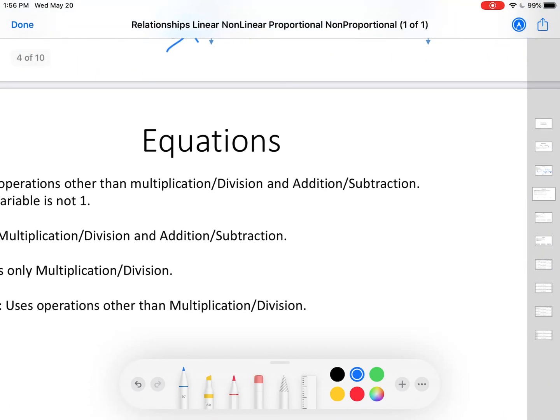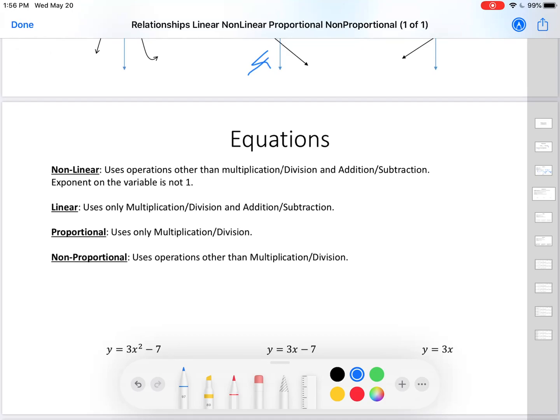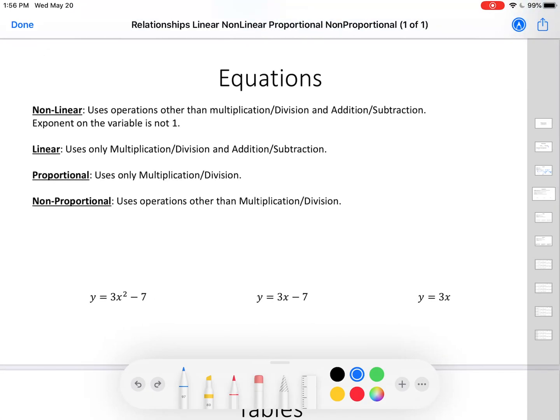Next one. Okay, if you have an equation, then if it is nonlinear, it will use operations other than multiplication and division and or addition and subtraction, and its exponent on the variable is not 1. You know that x is equal to x to the first power, so if you don't see an exponent, the exponent is 1. If it is linear, then it uses only multiplication and division and or addition and subtraction. If it is proportional, it uses only multiplication and division. If it is non-proportional, then it uses operations other than multiplication or division. And you know, multiplication and division are the same thing, and addition and subtraction are the same thing. I don't have to say that. You know it well enough.